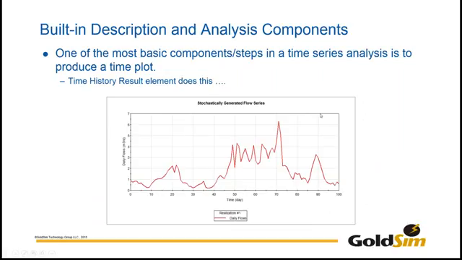But before we dive right into a few models, I just briefly want to go over a couple of the common built-in analysis and description components in GoldSim, as well as a few other specific element types that can be helpful in this type of time series analysis. So probably the first and the most commonly used element would be the time history result element. The time history result element, of course, provides a plot of a time series. Generally, it's a time history, so a simulated time series, but it could also be a data time series from a time series element.